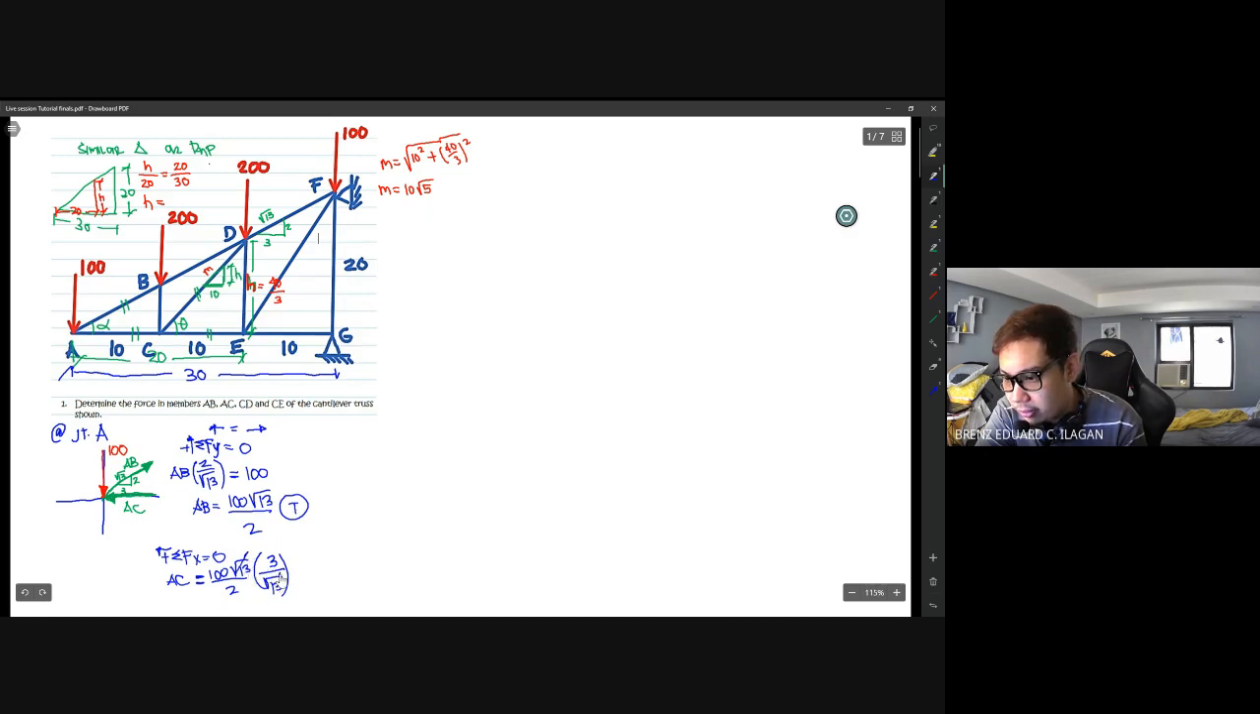So cancel ko lang to. Ayan. So what will be the value of AC here? So 100 times 3, 300 divided by 2. So that is 150. That is in compression. Okay, so meron tayong value nito.